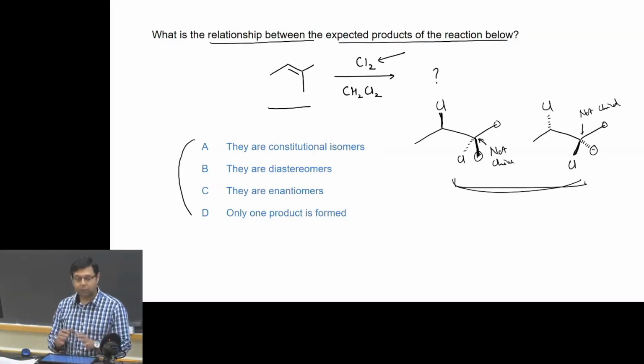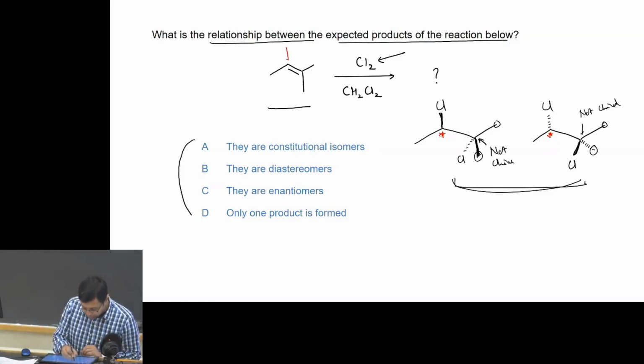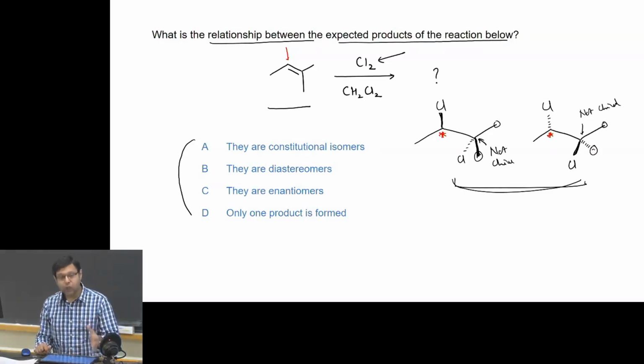The only chiral carbon in both these molecules is this carbon. And this chiral carbon is formed as a result of this reaction. To begin with, that carbon was sp2, it was not chiral. Due to this reaction, you have generated that chiral center. And there is equal probability at that chiral center to have chlorine up or chlorine down. Right? So these two are enantiomers.